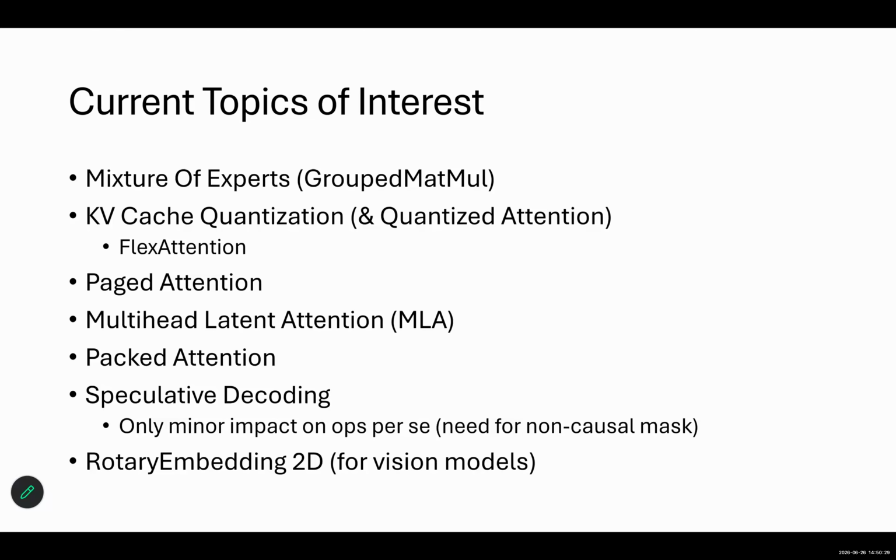Some of the other topics: I also mentioned paged attention earlier, and there is multi-head latent attention. Packed attention is another example. Onyx Runtime has contrib ops to represent several of these, including packed attention, but it's not something in the Onyx standard. Speculative decoding is also becoming interesting. Luckily, on the operator side, there is not much impact. I don't think we need to do much to support speculative decoding, except it has some minor impacts, like in some settings you might need to support a non-causal mask, which I think can already be represented in Onyx attention. And then rotary embedding for vision models. Again, that's fairly straightforward, but it's missing from the Onyx standard now, and it will need to be added.